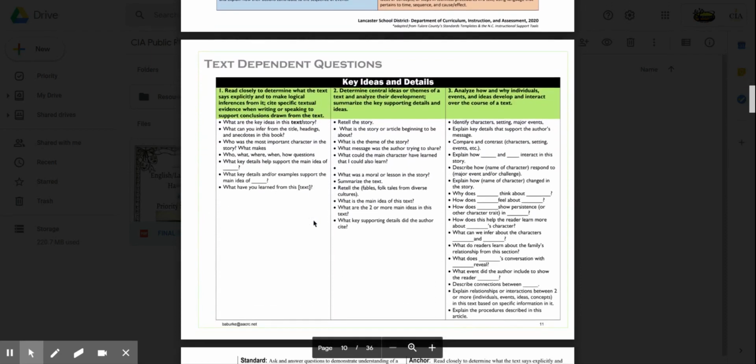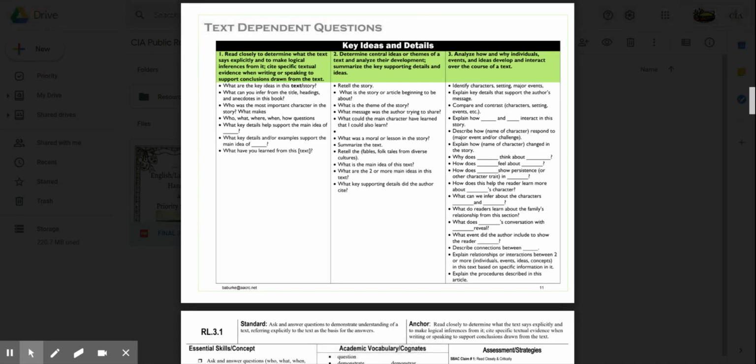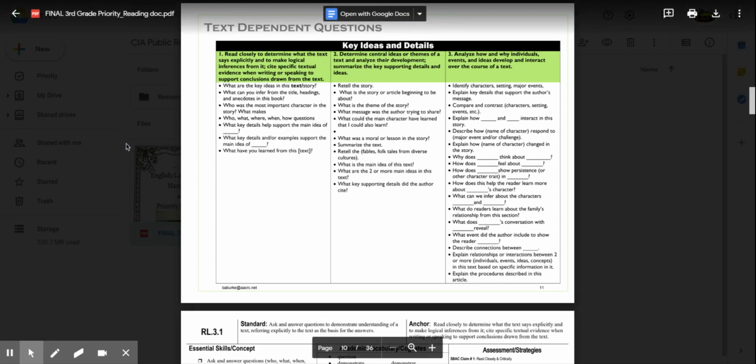So this is followed by some text-dependent questions that are matched with our key ideas and details standards. Here's Anchor Standard 1, Anchor Standard 2, and Anchor Standard 3. Those are followed by basic general question stems and frames that can be easily utilized by the teacher when reading anything. And I want to point that out. This document is full of information, and the information that goes along with these standards can be applied to anything you're reading.